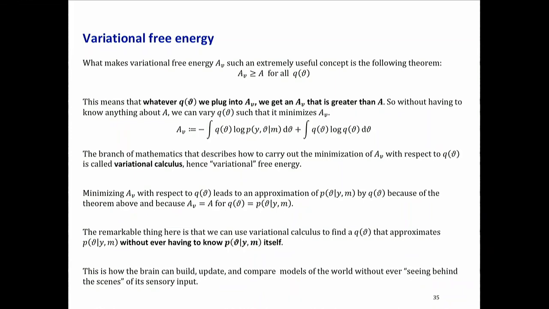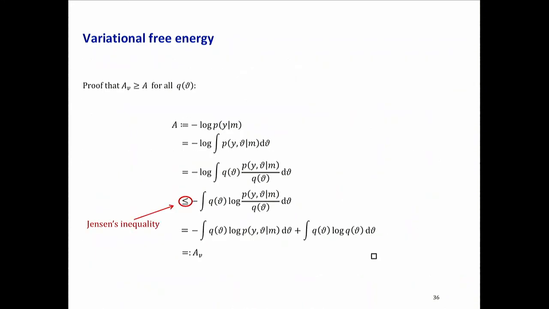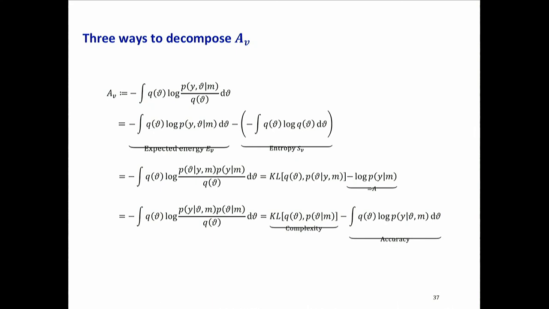And this means we can wiggle around Q of theta and see what direction it goes. If it goes down, we know we're getting closer to the exact free energy. And in this way, we can approximate the exact free energy by varying the variational free energy without ever knowing the true value of A. We just know we're getting closer if AV goes down with the changes we make to Q. This is quickly the proof that AV is always greater than or equal to A. And then there are three ways to decompose AV, and we didn't yet go into these.